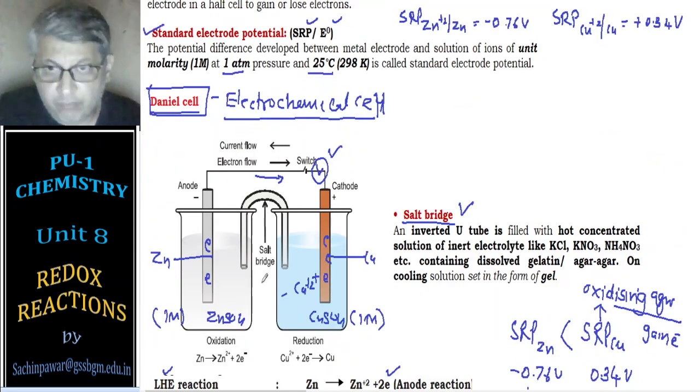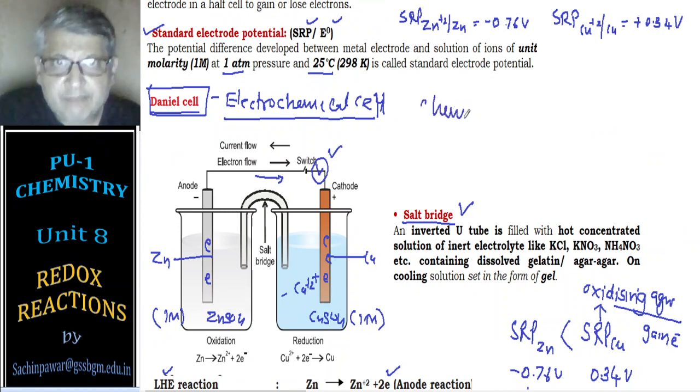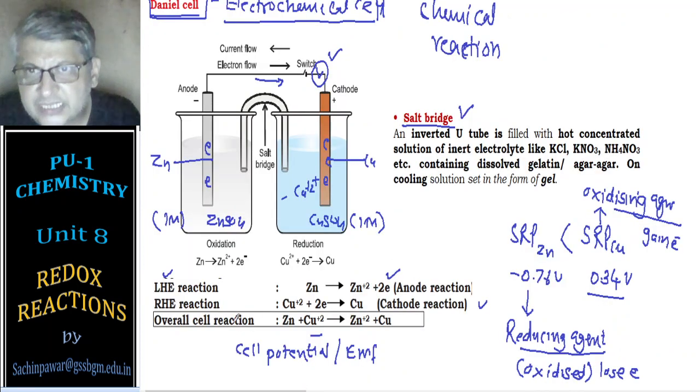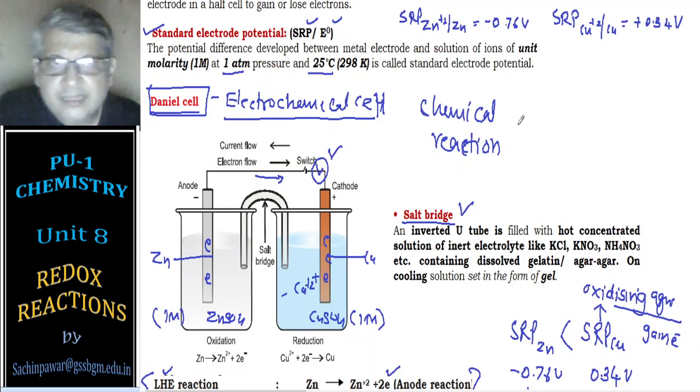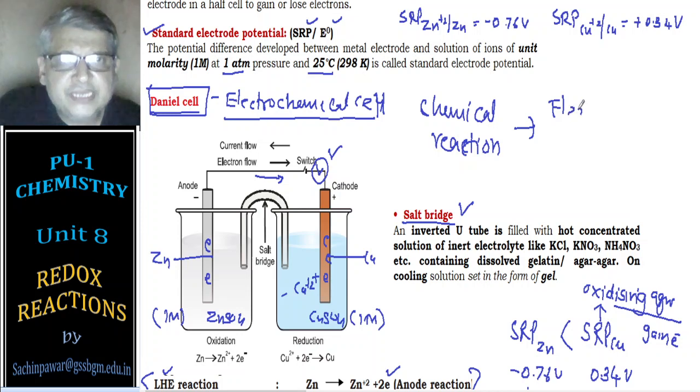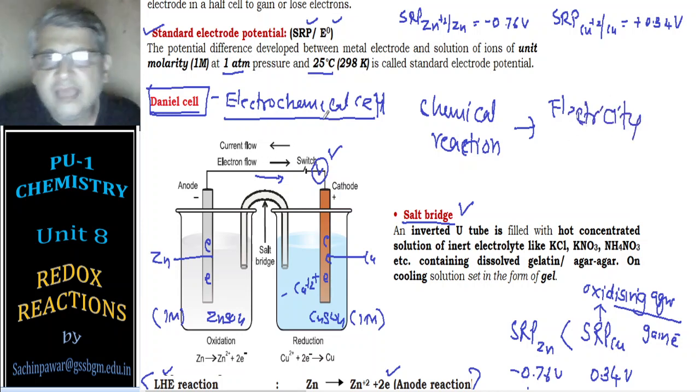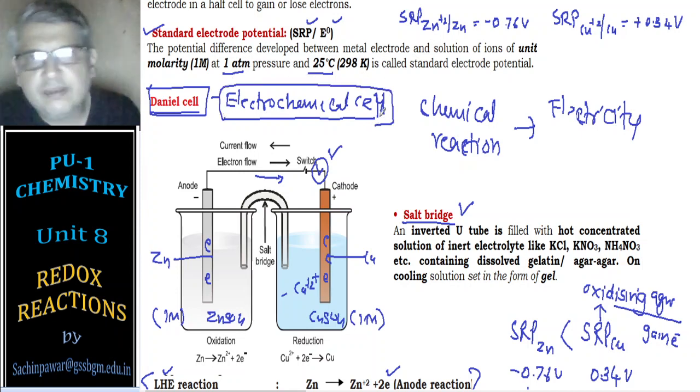Some chemical reactions are taking place here, and that leads to development of electricity, and this is known as an electrochemical cell. Many such things we will learn, with more details, in the topic called electrochemistry in second year.